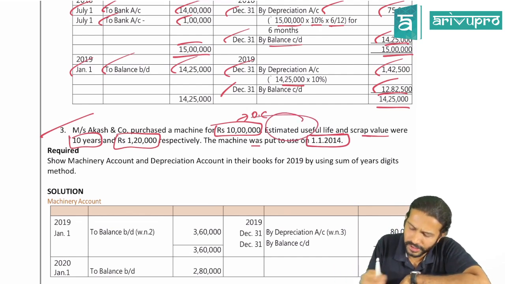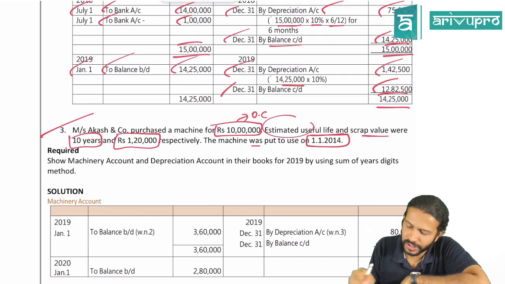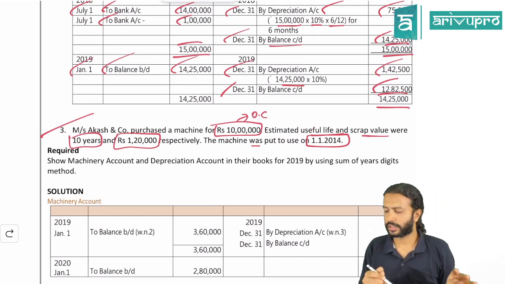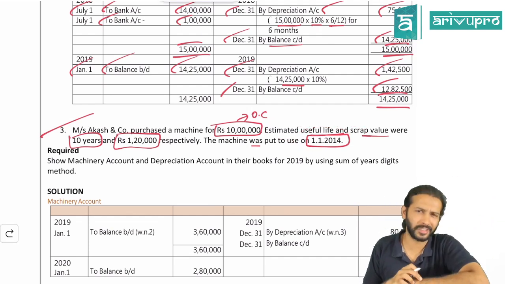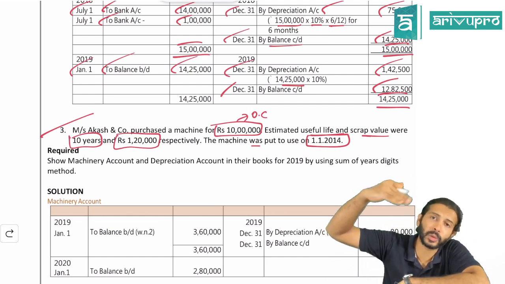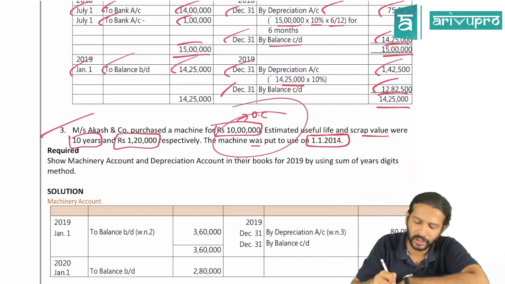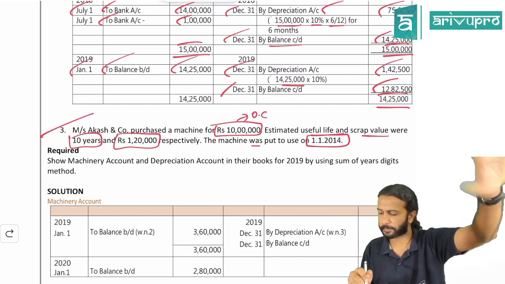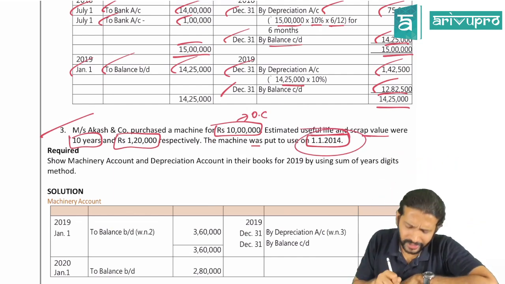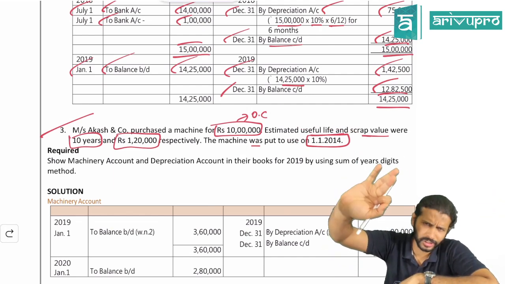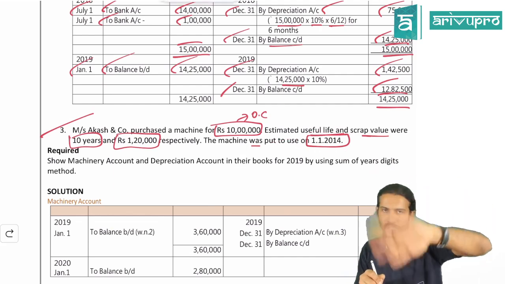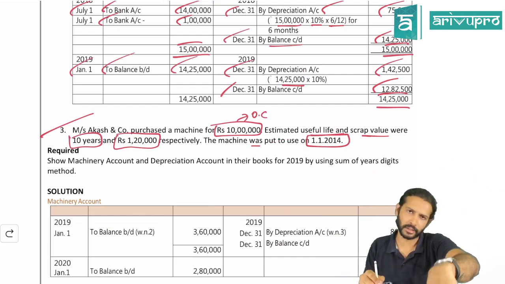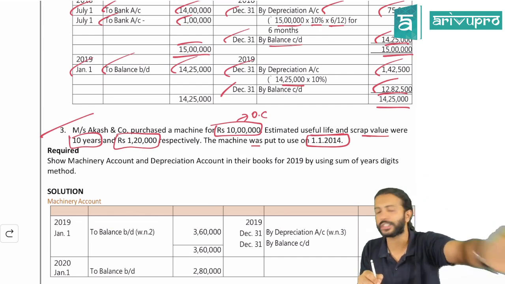When they purchased this machinery, have they told us when it was available for use? No, that is missing. They started using this asset from 1st January. Actually, the usage date is irrelevant. We want to know from which date it was available for use. Since it is not given, the assumption you need to make is that the day you purchased it, you started using it. Meaning you need to think you purchased the asset on 1st January only. It was available for use on 1st January only, and it was put to use also on 1st January only.